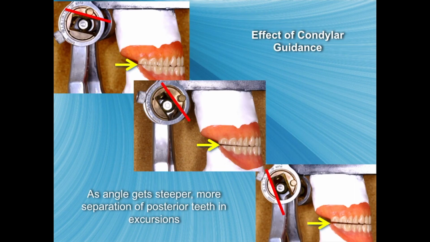Here's an example on an articulator. Take a look at the effect of condylar guidance here. In the top photo, as we come into protrusion with a very shallow condylar guidance, you can see that the anterior teeth and the posterior teeth are both in contact. If we steepen this condylar guidance dramatically, you can see that as we go progressively from the top photo down to the most steep condylar guidance at the bottom photo, there is more separation of the posterior teeth in excursions. This is referred to as the Christensen's phenomenon.